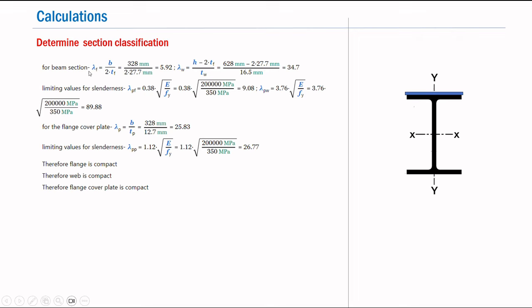So this calculated slenderness ratio of the flange and the web will now be compared with the limiting values of the slenderness provided in AISC 360. And as far as the flange is concerned, this limiting value of the slenderness is 0.38 into square root of E by Fy, which is calculated to be 9.08. And for the web, the limiting value of the slenderness is 3.76 into square root of E by Fy, that is 89.88.